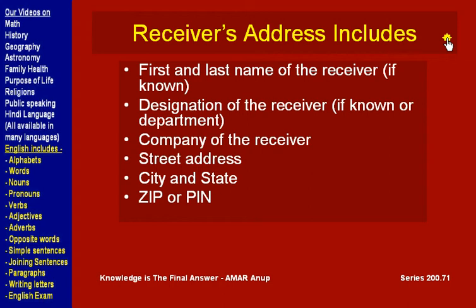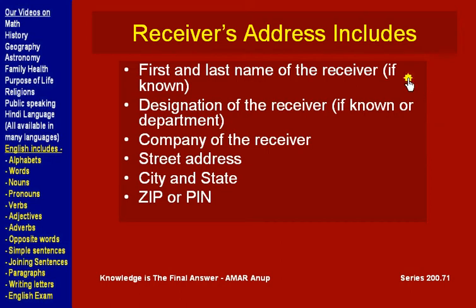Next, let's look at what the receiver's address includes. The receiver's address is written below the sender's address after giving one space between the sender's address and the receiver's address. If there is enough blank paper available, then you can give two spaces between the sender's address and the receiver's address, but one space is sufficient.